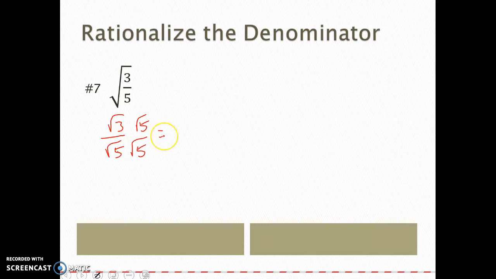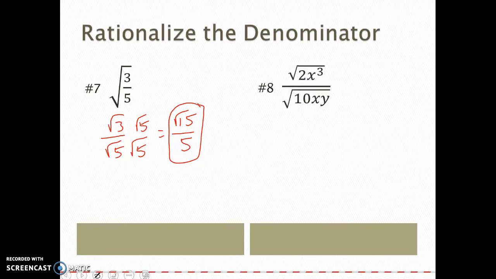If I do that, then the square root of 3 times the square root of 5 is the square root of 15. And the square root of 5 times the square root of 5, well, that's the square root of 25, which is just 5. And my final answer is going to be the square root of 15 over 5. So now my denominator is a rational number.